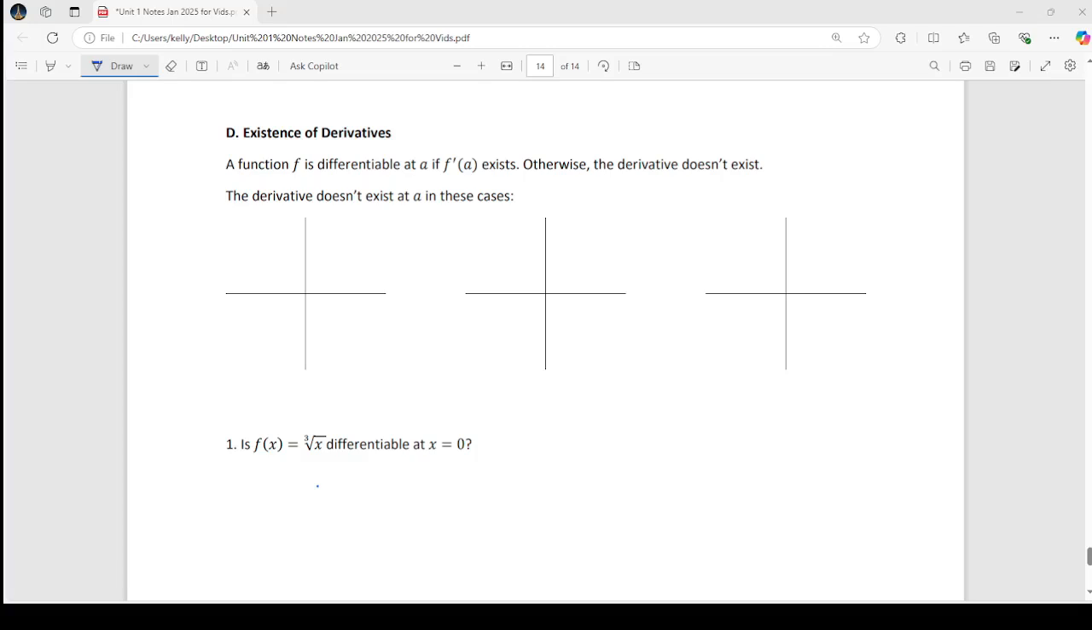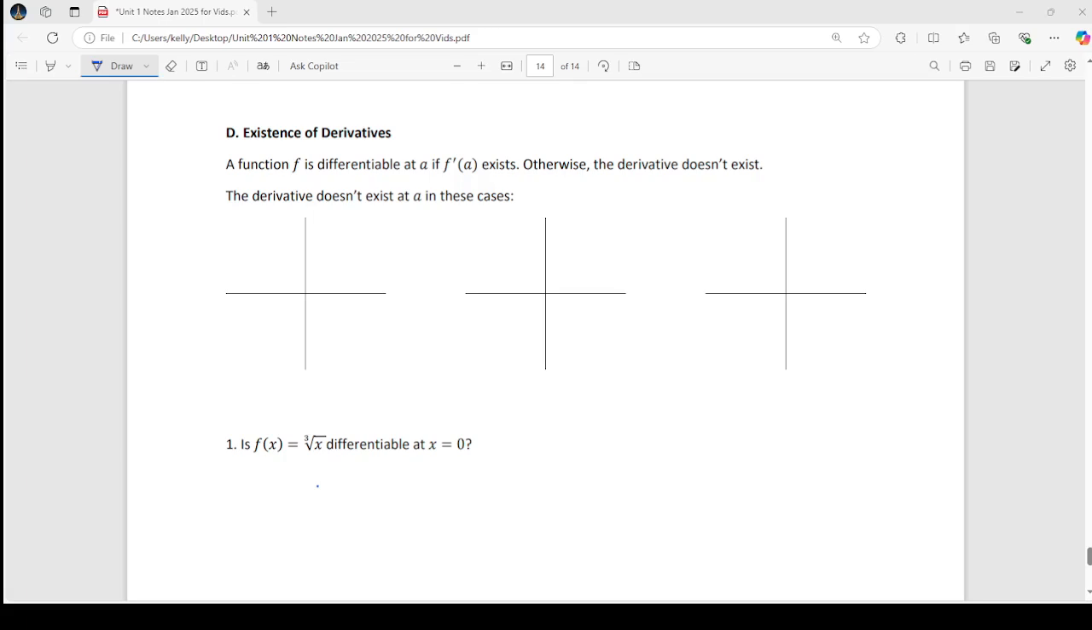Okay, so let's talk about the existence of derivatives. A function f is differentiable at a if f prime of a exists. Otherwise, the derivative doesn't exist. There are a few cases when the derivative won't exist. Remember that the derivative means slope. When does a function have a slope that doesn't exist? It's when the slope is vertical.